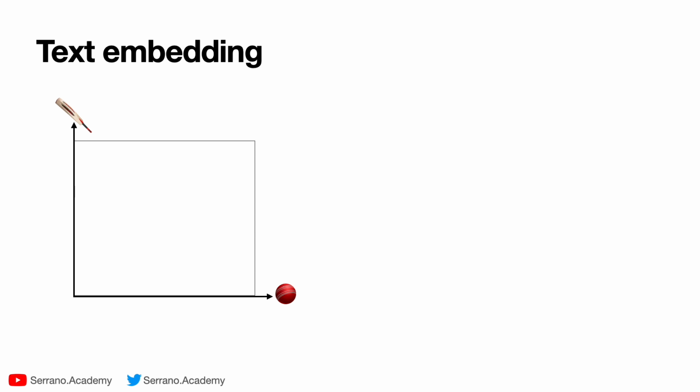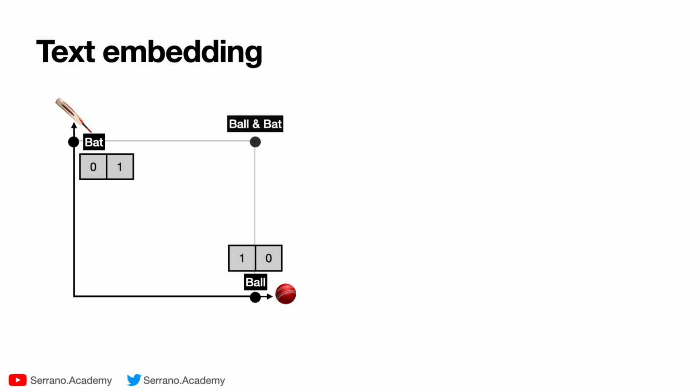So let's start with the simplest of these neural networks, which is the text embedding. For a text embedding, let's look at 2 coordinates, the coordinates of ball and the coordinates of bat. And where are the sentences going to live? Well, the sentence ball has 1 time the word ball and 0 times the word bat. So it's going to live in the coordinate 1, 0. The sentence bat has 0 times the word ball and 1 time the word bat. So it's going to live in coordinate 0, 1. And the sentence ball and bat is going to have 1 time the word ball and 1 time the word bat. So it's going to live in the coordinates 1, 1.